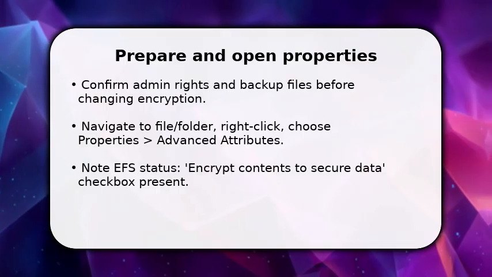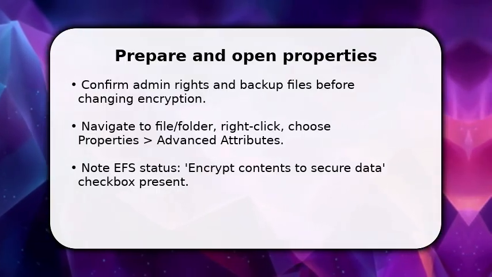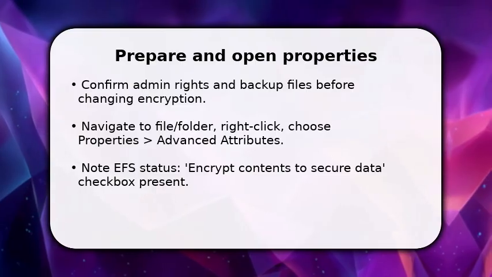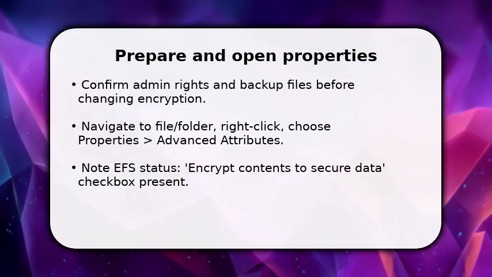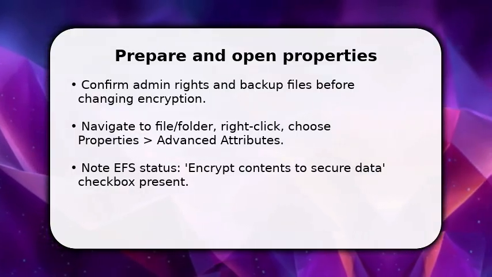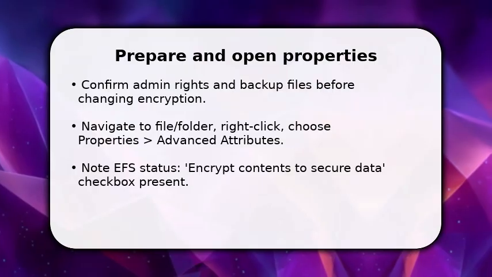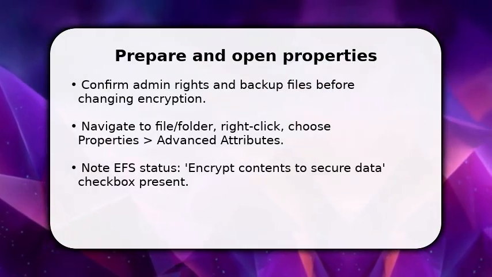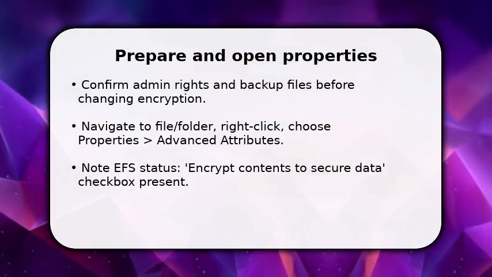You start with admin rights and a backup because removing encryption modifies file security. Open File Explorer, locate the encrypted file or folder, right-click and choose Properties. Once in Properties, click Advanced to reveal the Encrypt contents to secure data checkbox so you can see current EFS status. Make sure to close other programs using the file, otherwise Windows may block attribute changes.